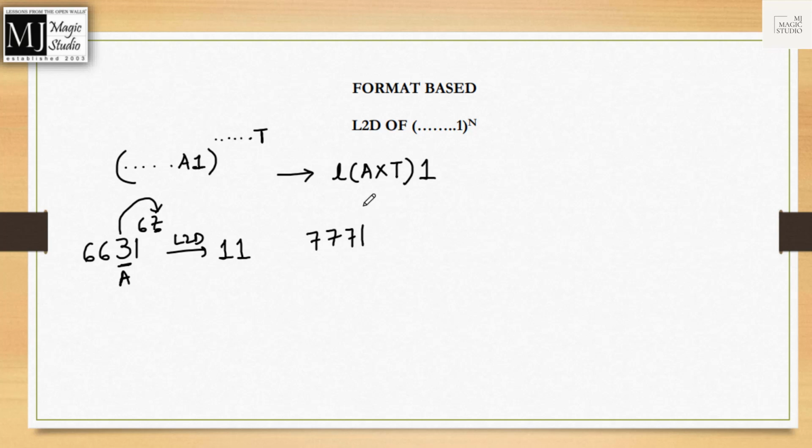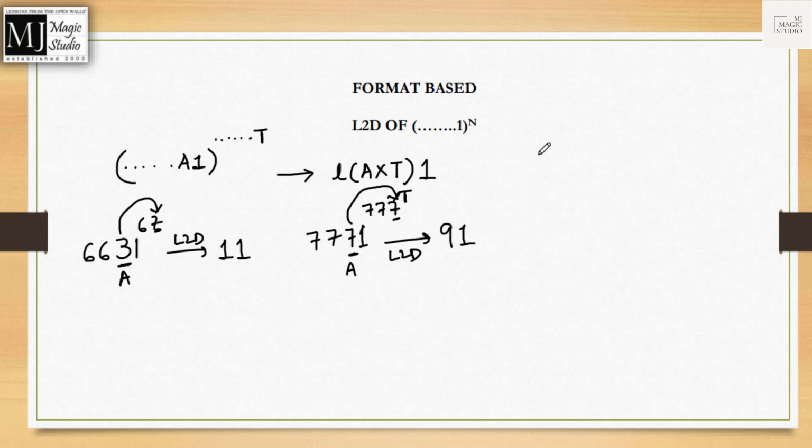7771 to the power 777. Again, we can see that the last digit of the number is 1. Bingo. Identify your A, that is 7. Identify your T, that is 7. Now 7 into 7 is how much? 49. So we just need the last digit of 49, that is 9, and put 1 after it. These are the last two digits of 7771 to the power 777. As simple as that.